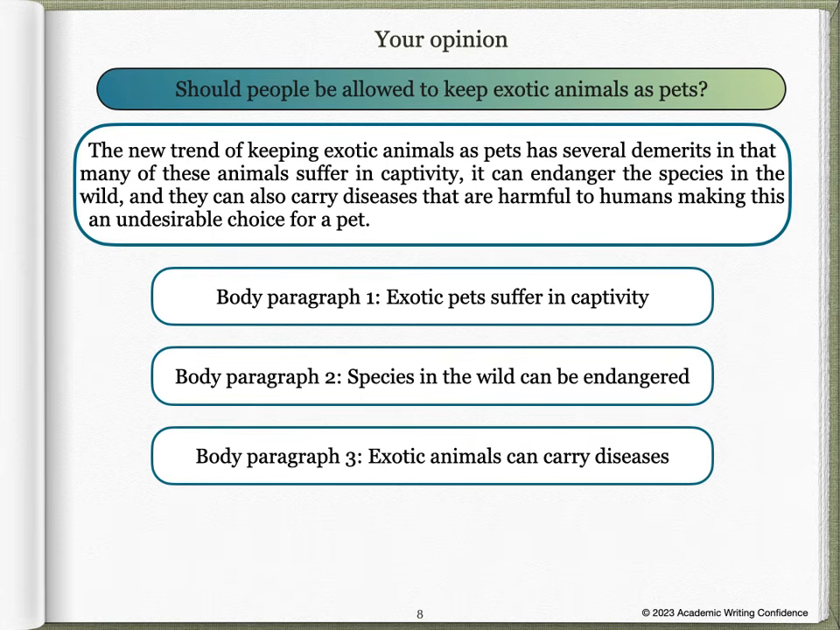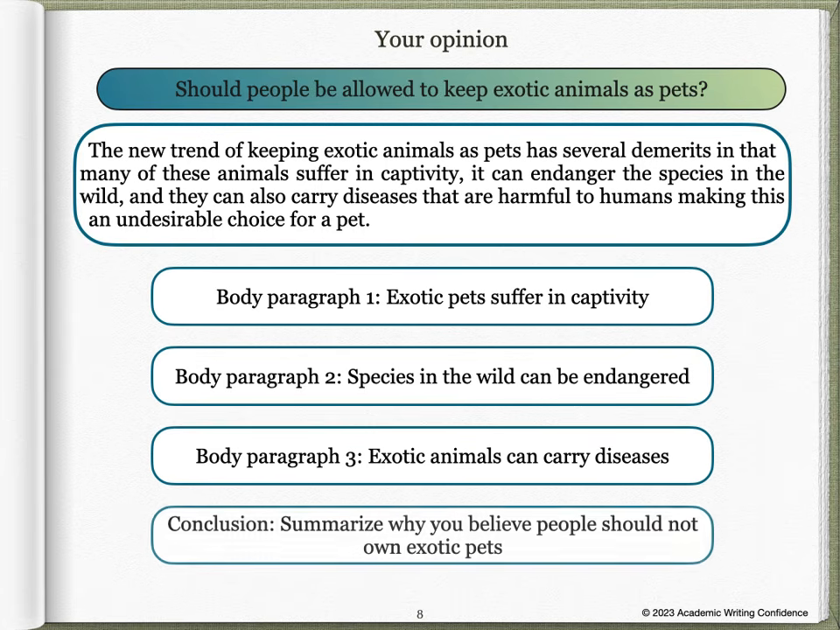In body paragraph 1, you will talk about how exotic pets often suffer in captivity. In body paragraph 2, you will talk about the fact that the species in the wild can be endangered. In body paragraph 3, you will talk about the fact that exotic animals can carry diseases. These are your main ideas to prove that keeping an exotic animal as a pet is not a good idea. In your conclusion paragraph, you will want to summarize why you believe people should not own exotic pets.